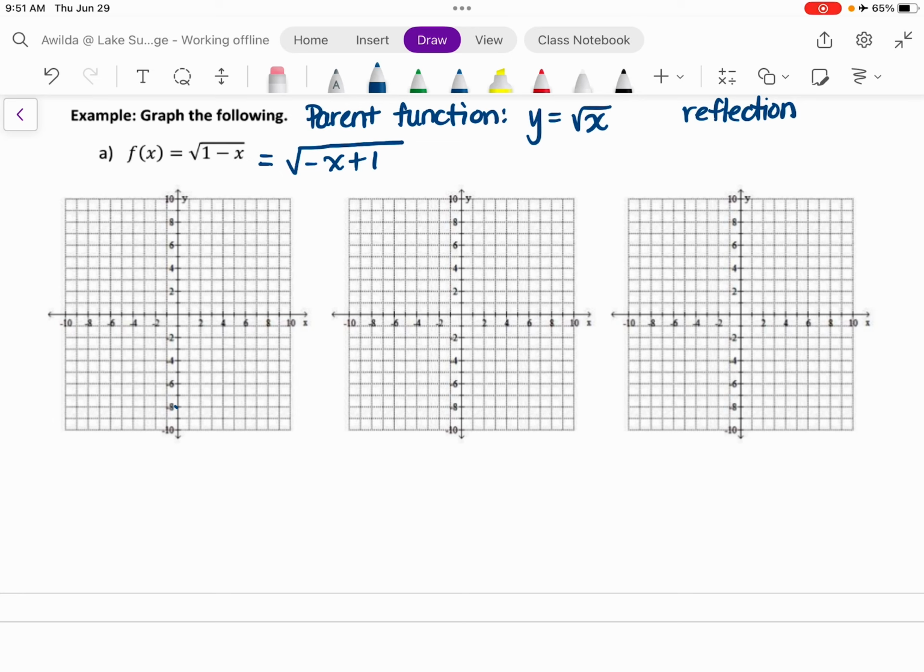First, I see that the input x is being multiplied by -1. That's going to create a horizontal reflection. And then I see that we're adding 1 to the input x, and so that's going to create a horizontal shift. Now, the order of transformations is really important when we have multiple transformations present. I'm going to make a little note here at the bottom. The correct order of transformations in general is as follows.